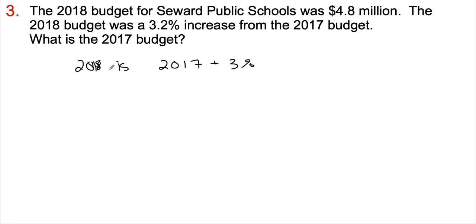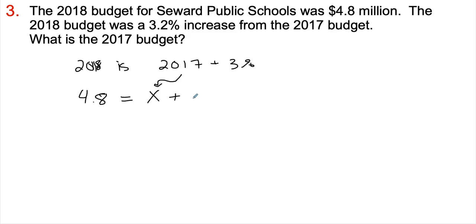All right, so kind of think about this a little bit before we make an equation. So we know the 2018 budget is 4.8 million, and we're just going to use 4.8. We don't have to put all the zeros there. So 4.8 million, or 4.8, is the budget from 2017, which we don't know. Okay, so we're going to call that X.